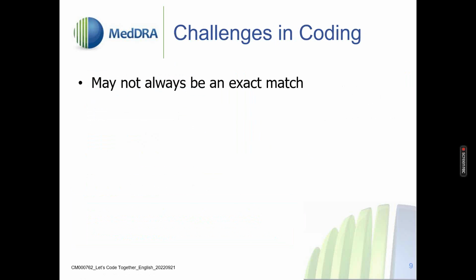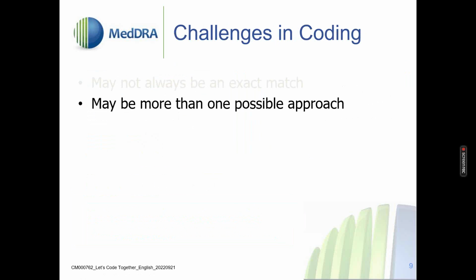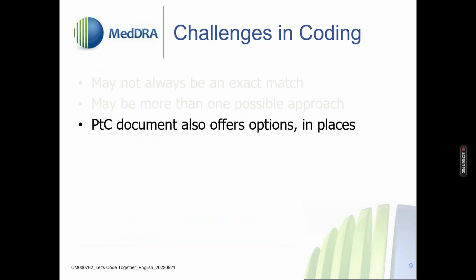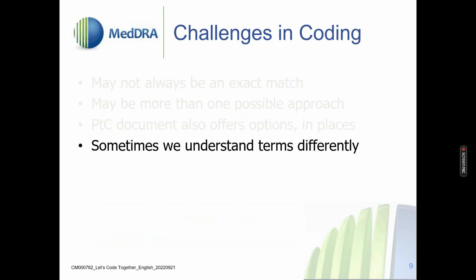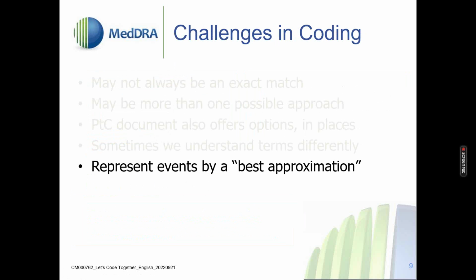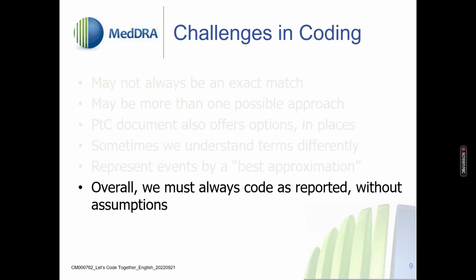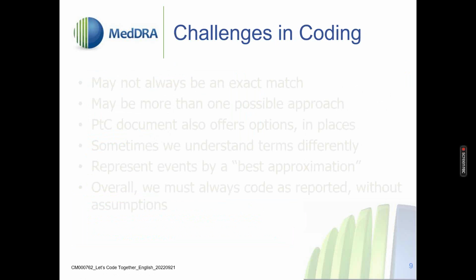Here are some of the challenges in coding, and this is what we'll see today with our examples. There may not always be an exact match. Sometimes there's more than one possible approach or more than one term you can use. The PTC document even offers us choices in some places, and consistency is the main thing that we uphold, however we choose to code. Sometimes we understand a term differently, and we have to represent the reported events. We have to do the best we can with the best approximation. Overall, we always code as reported without making any assumptions.